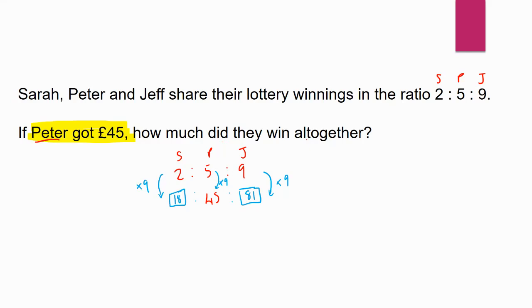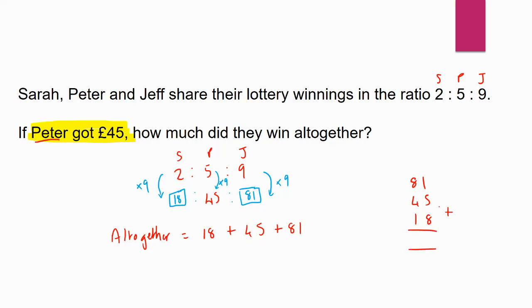We are being asked how much did they win altogether. So altogether, that's the £18, the £45, and the £81. So altogether, we need to add that up. So 18 plus 45 plus 81. Now, if you're struggling to do that mentally, a column method should see you through.